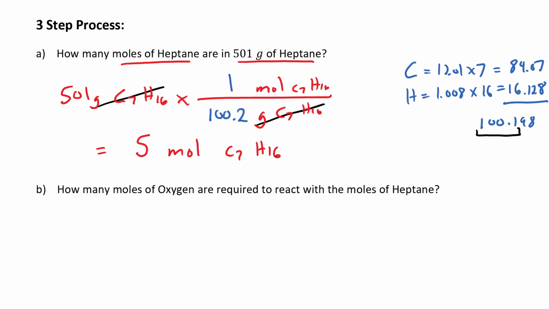of C7H16. Now please note, do not round off. We don't need to round off here. It's just 5, exactly 5. But if this number had a huge number of decimal places afterwards, please do not round off until the final answer. So now we've gone from grams of heptane to moles of heptane. Now I can convert from one species of chemical to another using the mole bridge. Let's do that now.